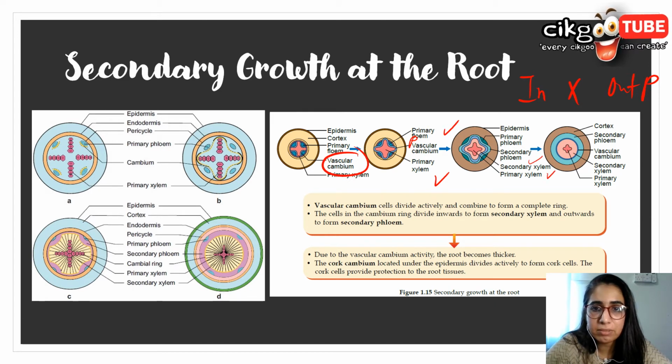Primary xylem goes into the pith, and the primary phloem towards the epidermis. So you can look at the end product: secondary phloem here, this is the vascular cambium. Then we have the secondary xylem, the light pink, and in the middle is your primary xylem. And lastly, we have the cortex here. So this is secondary growth in roots.